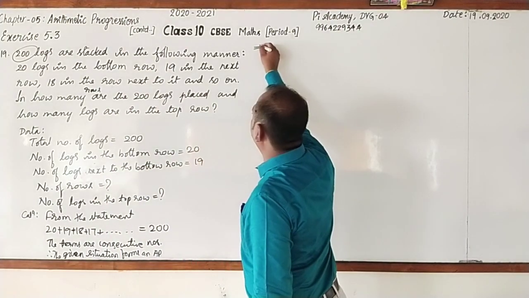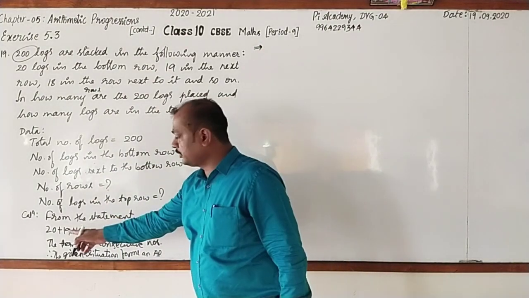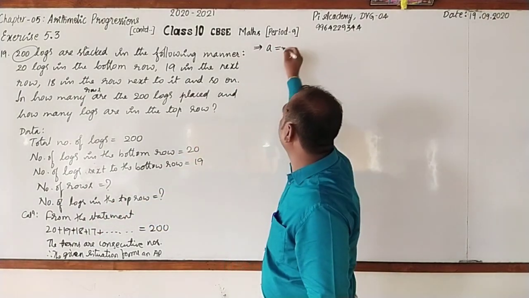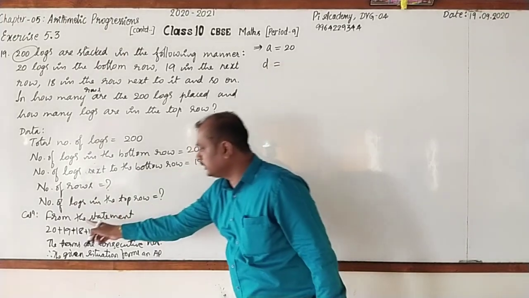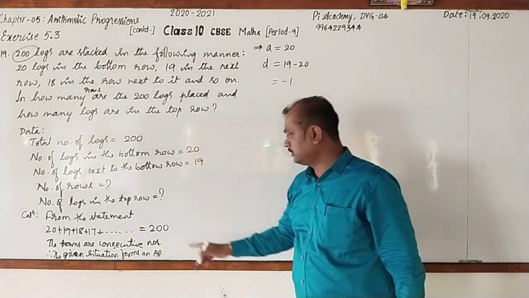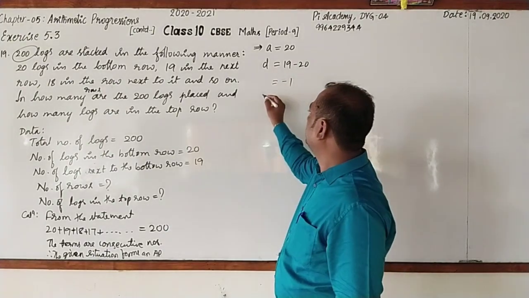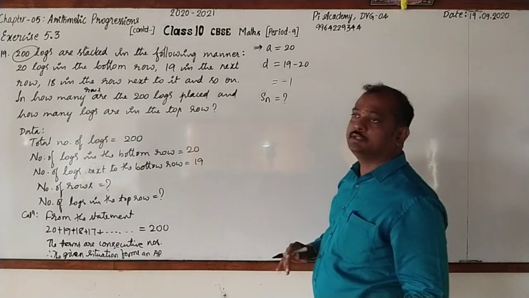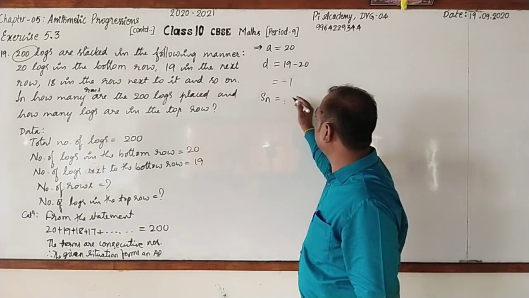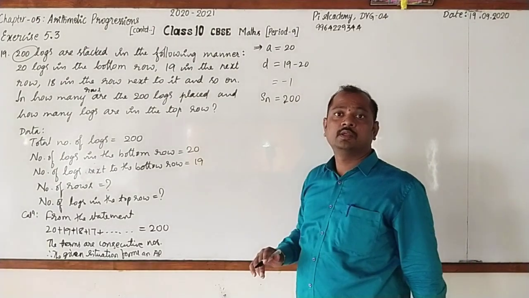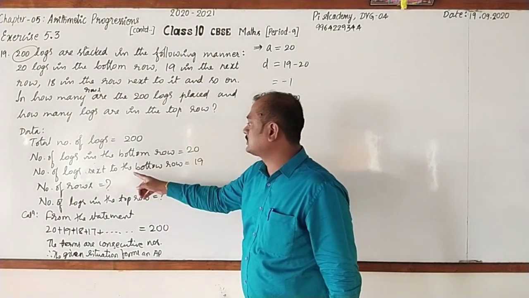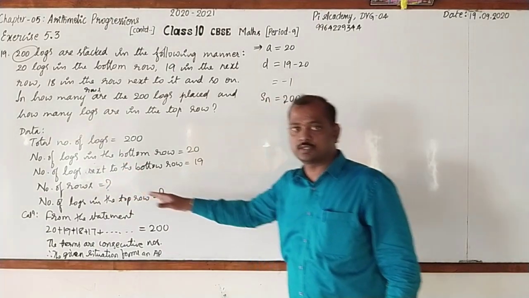Observe here. If it is so, we have to write the terms. What is A? A is 20. Common difference D is 19 minus 20. 19 minus 20 is how much? Minus 1. Then what does 200 indicate? It is the total number of logs. It is SN. SN is 200. What are we going to find out? The total number of rows, that is N.